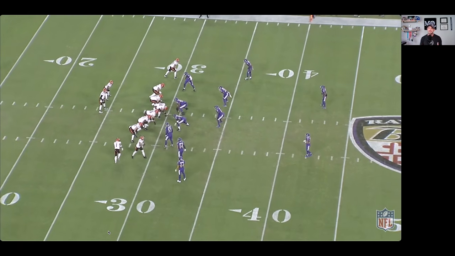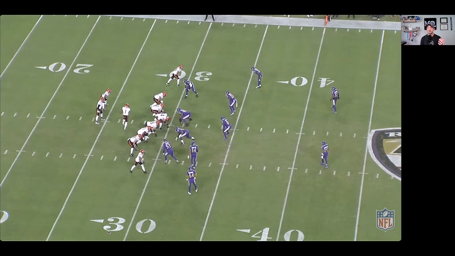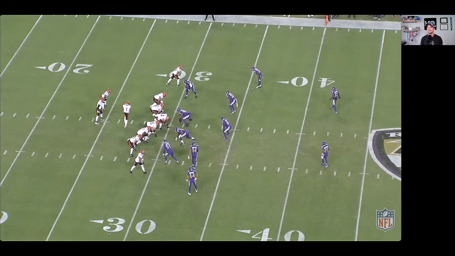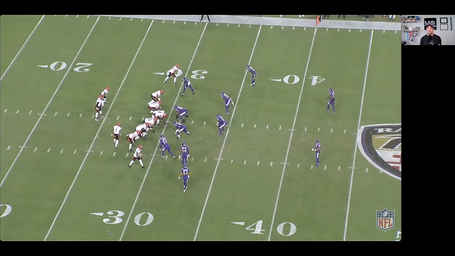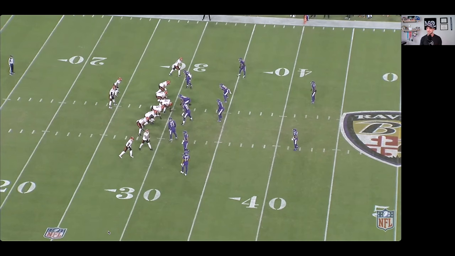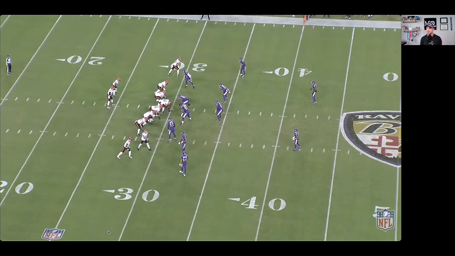A lot of times in these pre-snap motions, especially on the very first series, all of this is information gathering for the offense. So always take the first series with a grain of salt because you're getting a lot of information gathering. So you're getting a lot of motions, you're getting a lot of shifts, a lot of unique formations.